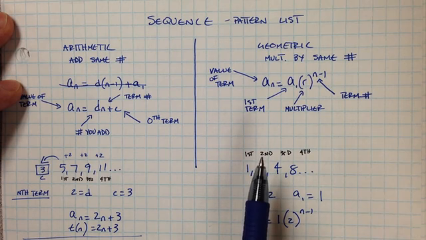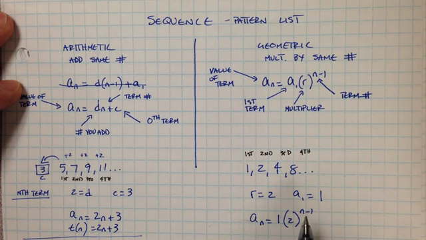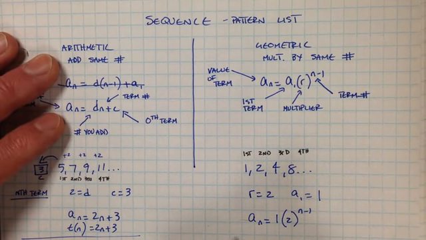If I plug in 2, I should get out 2 for the value of that term. So 2 minus 1 is 1. 2 to the first is 2. 2 times 1 is indeed 2. So plugging in 3. 3 minus 1 is 2. 2 squared is 4. 4 times 1 is 4. And the same thing with 8. It works. There is our rule that expresses it.